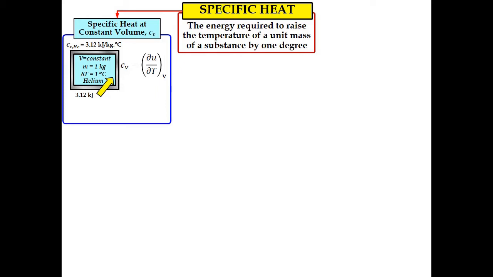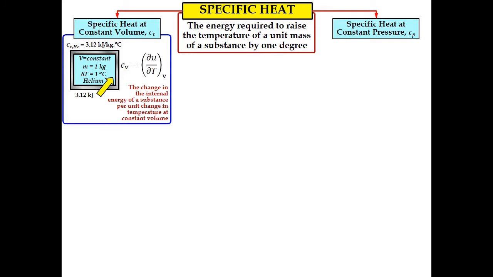So we can define more in detail the CV. CV, specific heat at constant volume, is the change in the internal energy of a substance per unit change in temperature at constant volume. So this is the specific definition for specific heat at constant volume, CV.